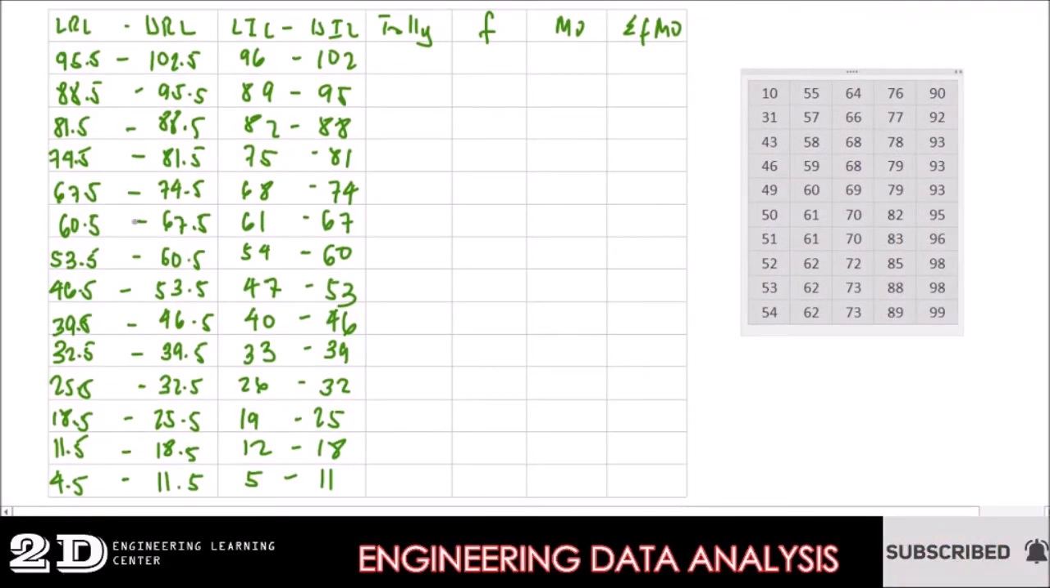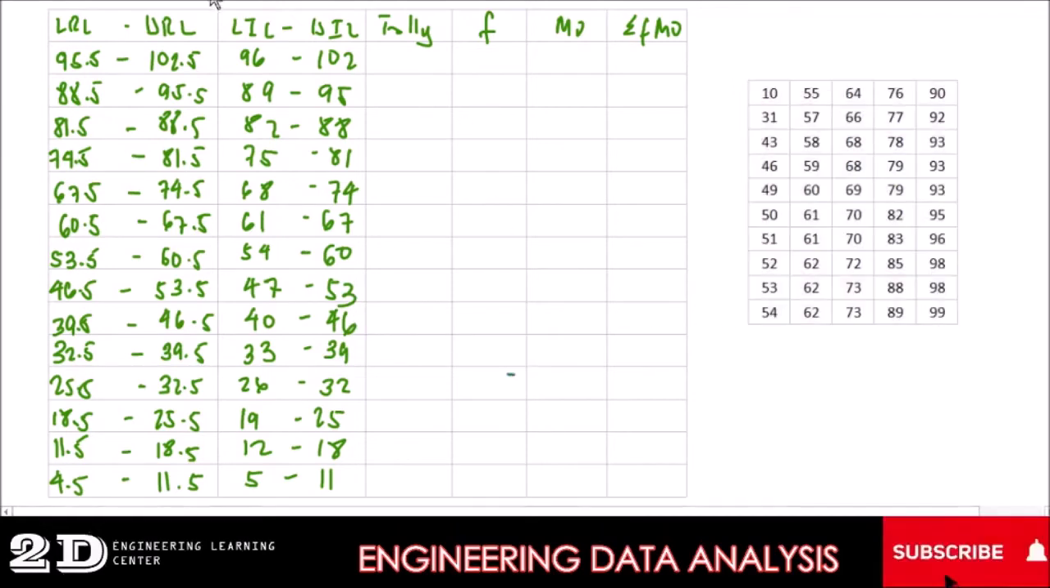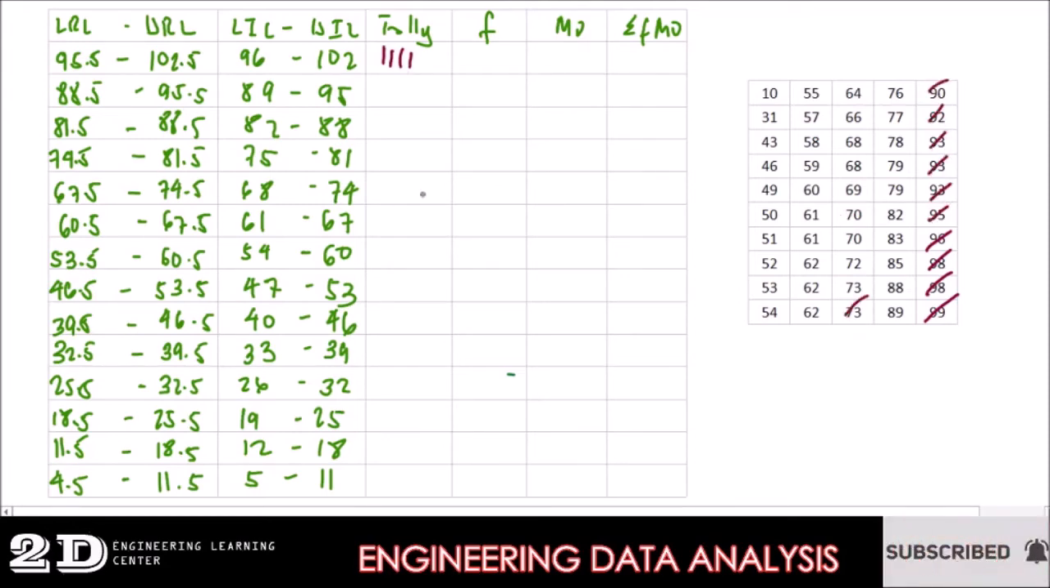First, from 96 to 102, we need to have the data, this one. So 1, 2, 3, 4, so we have 4. Then from 89 to 95, we have 1, 2, 3, 4, 5, 6, 7, so we have 7.